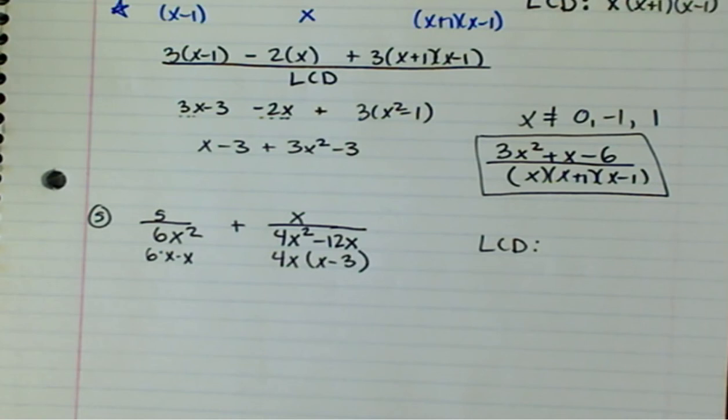I see 6 and 4. I see a common 2. Which means this is missing a 2 and this is missing a 3. Right, what's the least common multiple of 6 and 4? 12 is the least common multiple.